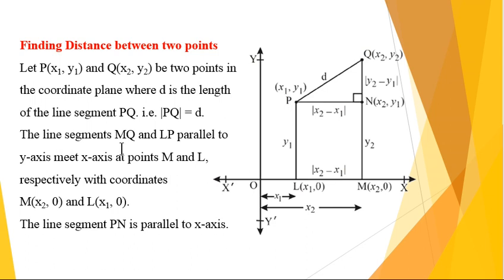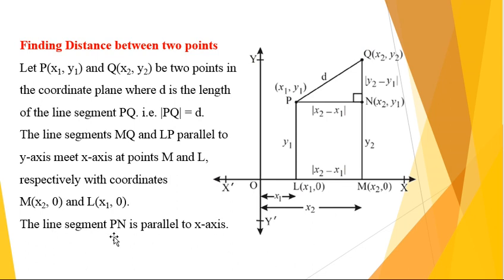The line segments MQ and LP are parallel to the y-axis. Look, MQ and LP, these are the two lines which are parallel with the y-axis, and they are meeting the x-axis at the points M and L. The first line is meeting the x-axis at point M and the second line is meeting at point L. So the coordinates of M will be (x2, 0), and for the second point L, the coordinates will be (x1, 0). As these two points are on the x-axis, that's why their y coordinates will be 0.